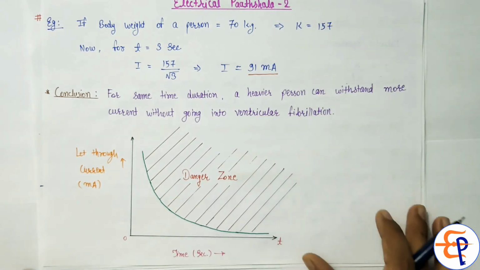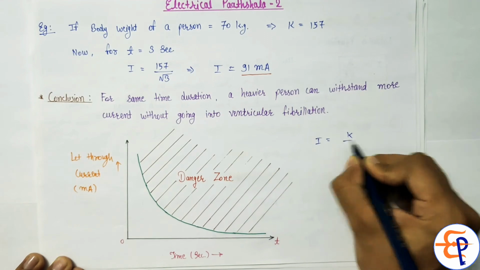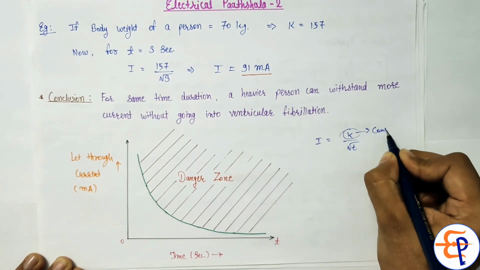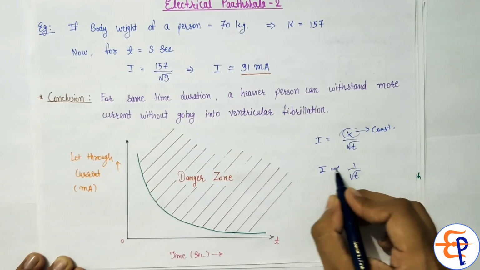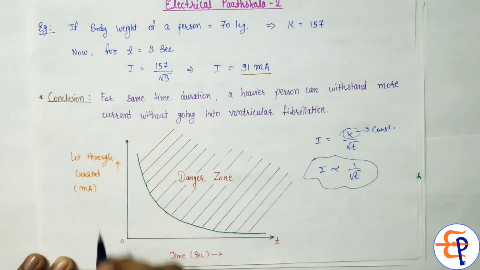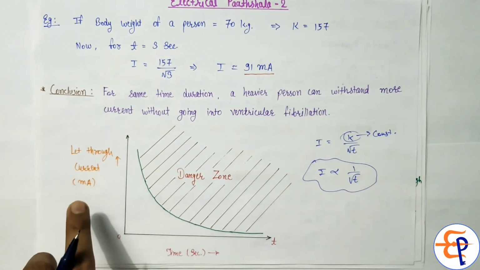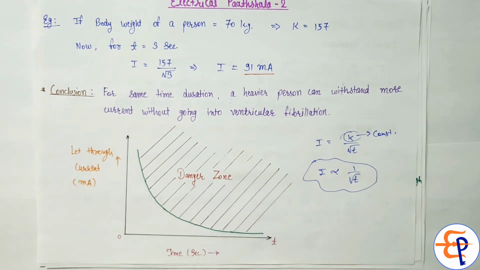Now guys, as we know, Dalziel's equation is given by I equals K by root T. Here this K is a constant. So I is inversely proportional to root T. By using this relation, this graph is plotted. This graph is between let-through current, which is in milliampere, passing through a person's heart, and the time duration T.